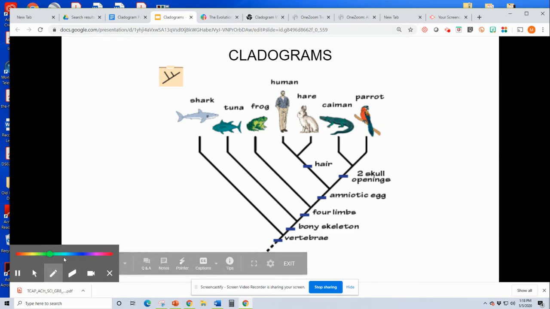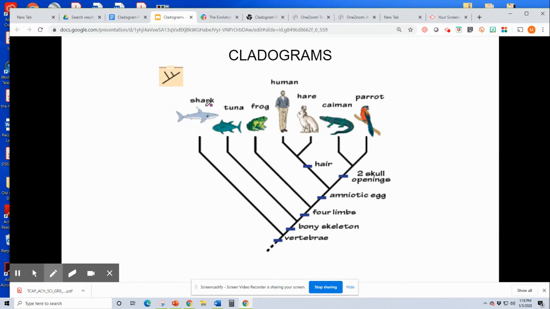All right, so you notice up here, right up here across, I can draw. Let's see, there's my pen. I'll pick pink. Ooh, that'll be fun. All right, so up here you notice that we have some organisms. We have a shark, a tuna, a frog, a human, a hare, a bunny rabbit, a caiman, which looks like an alligator-y thing to me, and a parrot. So we have our organisms right here.